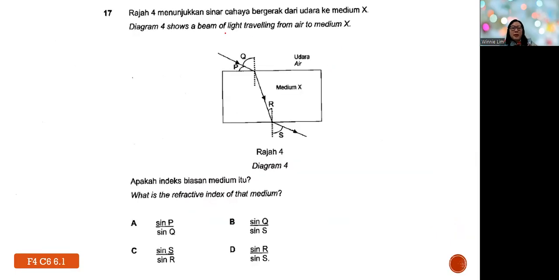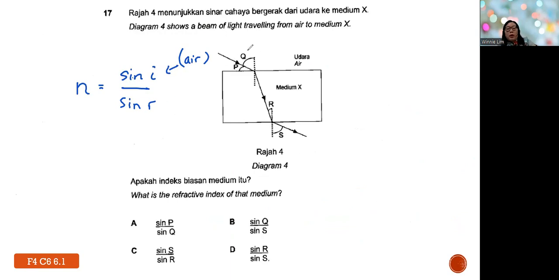Question 17. Diagram 4 shows a beam of light traveling from air to a medium. What is the refractive index of that medium? Okay, so as you all know, the refractive index is sin i over sin r, and this i must be the angle in air. The angle of incidence in air means light traveling from a less dense to a denser medium.